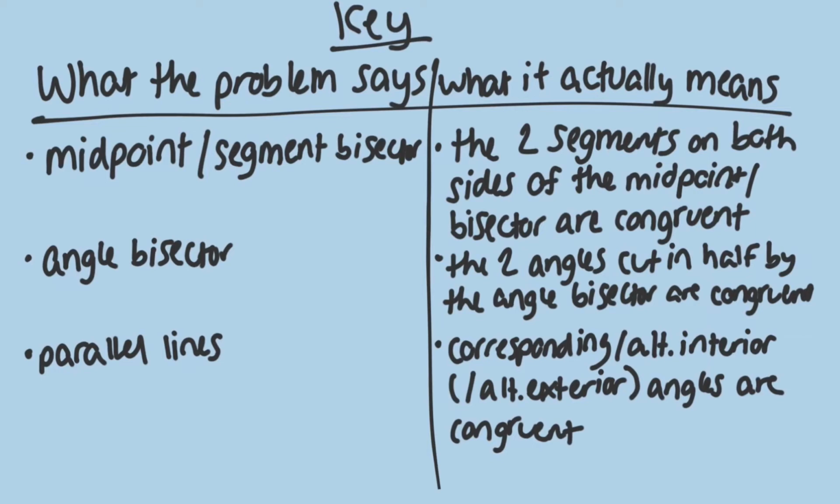You might see that something's an angle bisector, and if that's the case, then the 2 angles that are cut in half by the angle bisector are congruent. So if you have an angle that has an angle bisector cutting through, then both smaller angles are congruent.